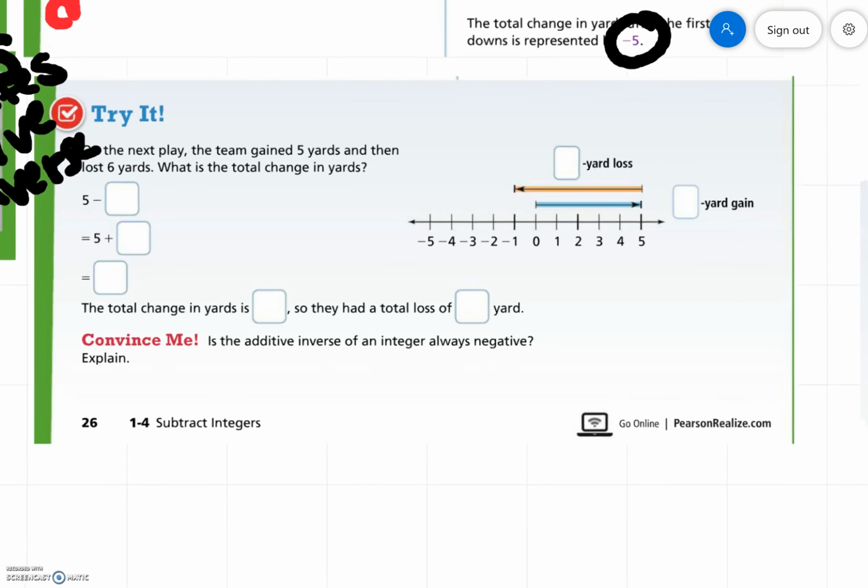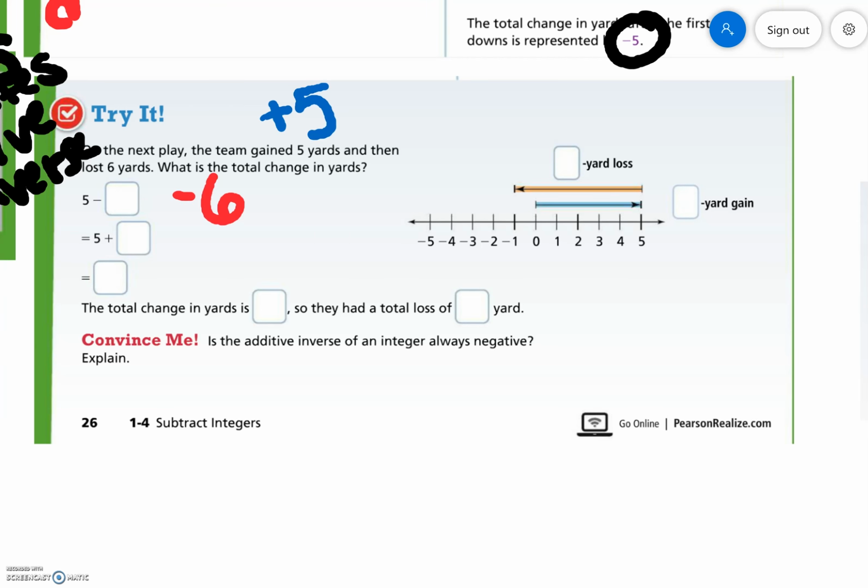Let's try it. On the next play, the team gained 5 yards. If it is a gain, is it going to be positive or negative? Positive 5. And then they lost 6 yards. A loss is positive or negative? Good, negative. What is the total change in yards?